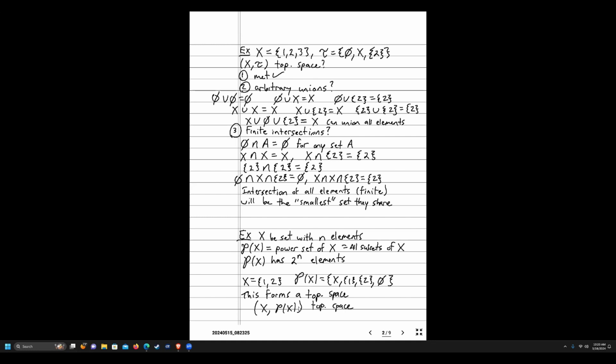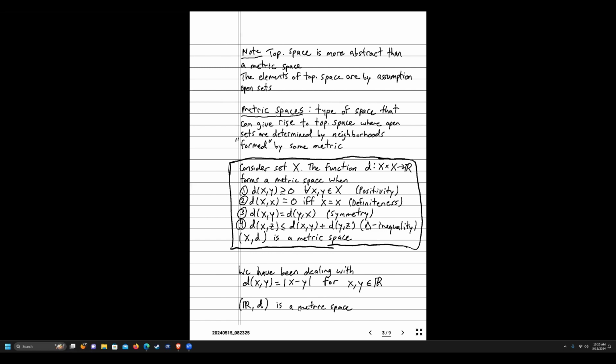Again, this is very abstract. So this is just going into first topology, giving a brief preview of topology. And what I'm going to go into now is metric space. Note that the topological space is more abstract than a metric space, in my opinion. The elements of the topological space are by assumption open sets. By assumption of being part of this collection of subsets, tau, they are open sets.